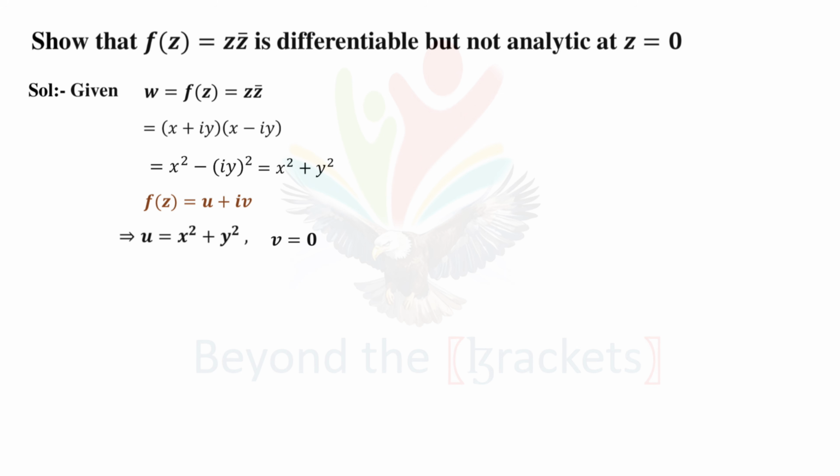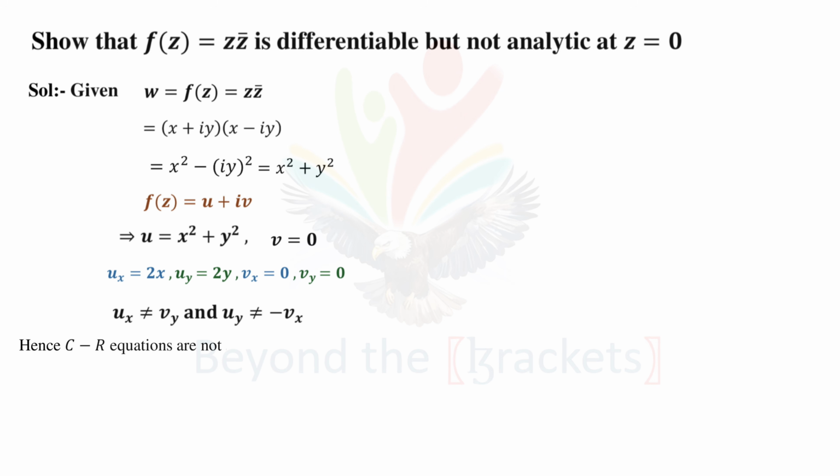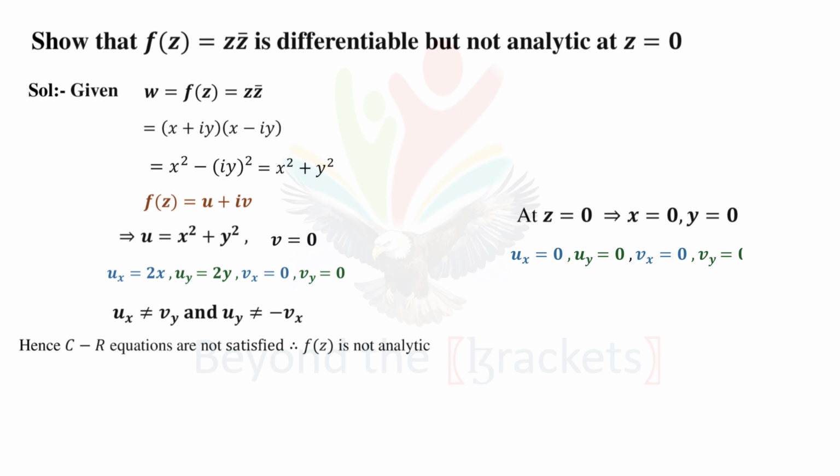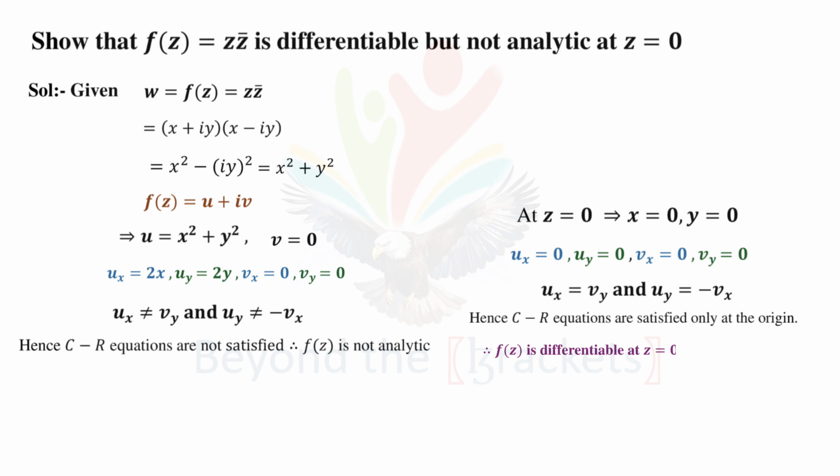Partial derivative of u with respect to x will be 2x, partial derivative of u with respect to y will be 2y, and partial derivatives of v with respect to x and y will be 0. Here the CR equations are not satisfied, therefore the function is not analytic. At the point z equal to 0, that is when x comma y equal to 0, we have ux, uy, vx, vy equal to 0. So the CR equations are satisfied only at this point. Therefore, the function is differentiable at z equal to 0, but it is not analytic.